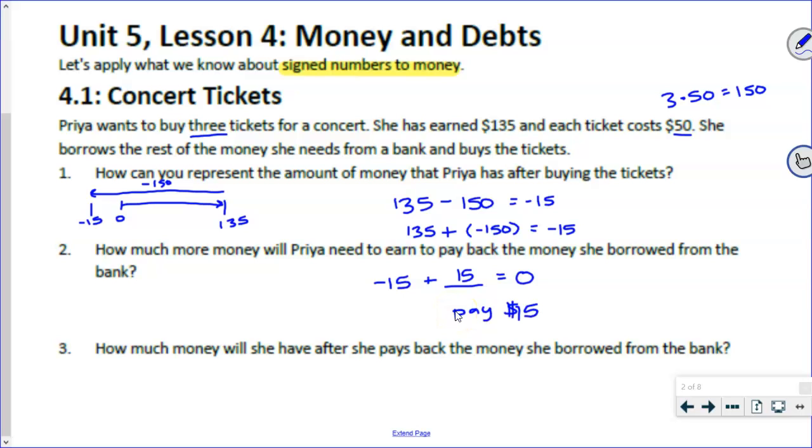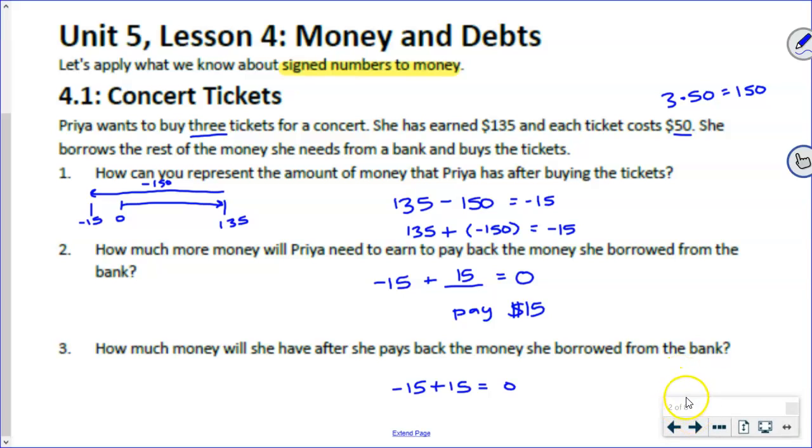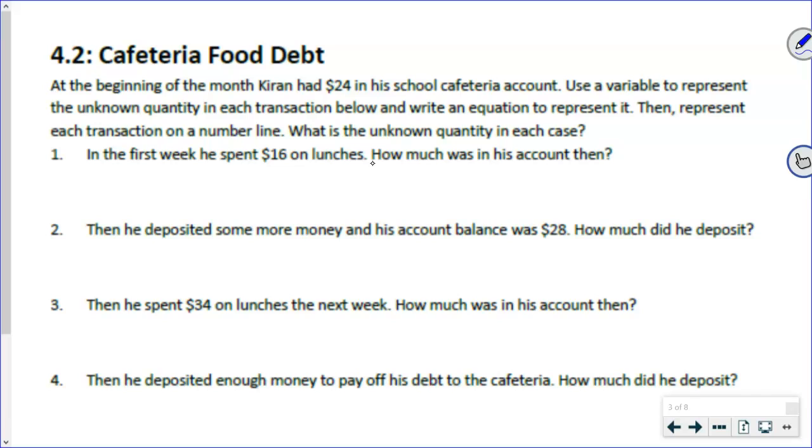And then number 3 is so very closely related to number 2 that it almost made it a little bit hard, because you're like, wait, what? How much money will she have after she pays back the money that she borrowed from the bank? Well, negative 15 plus 15 is equal to $0. So she's going to just zero it out. She's not going to have any extra money. Nope. So she better go and do some more babysitting so that she can buy that candy bar that she wants at the store. Okay, next section.